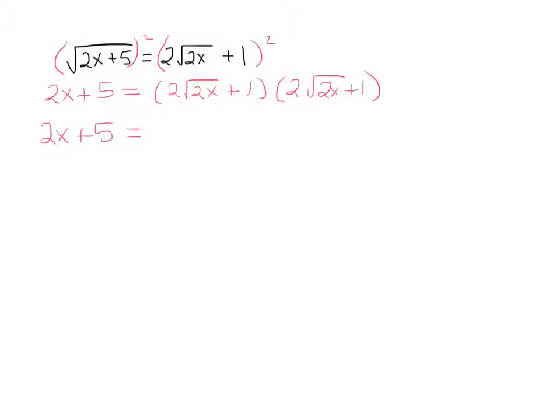I need to use the distributive property, so I'm going to go 2 root 2x times 2 root 2x, which is 4. Can I just say 4 times 2x? Is that okay? And then I'll do 2 root 2x times 1, which is 2 root 2x. And then 1 times 2 root 2x, so that's 2 root 2x. And 1 times 1 is 1.